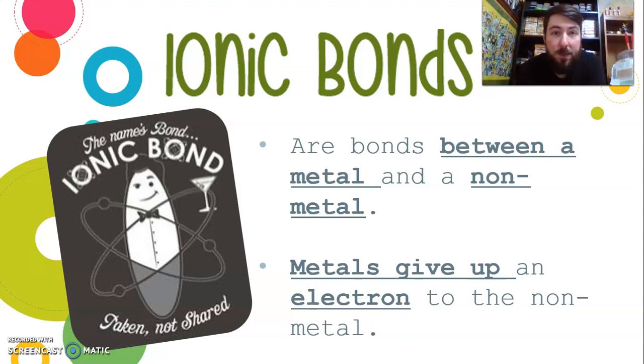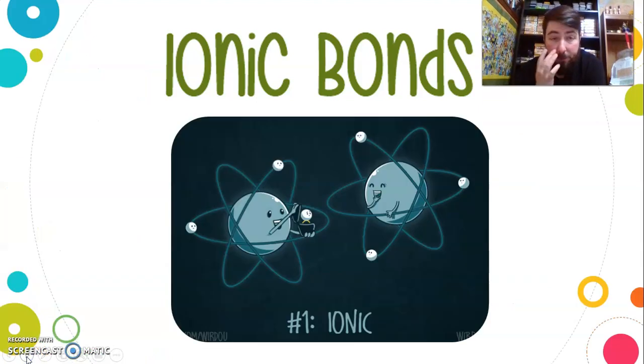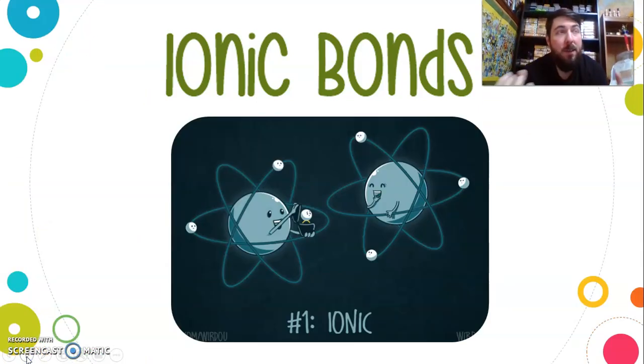So what happens is the metals are going to give up one of their electrons to the nonmetals. Then the metals are going to keep giving away their electrons until they don't have any outer valence electrons left, and then their inner shell is going to be full, so it's going to be more stable that way. Same thing with the nonmetals.